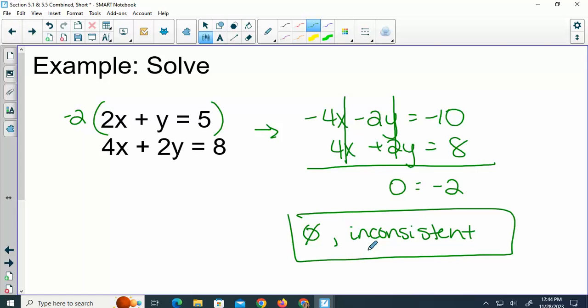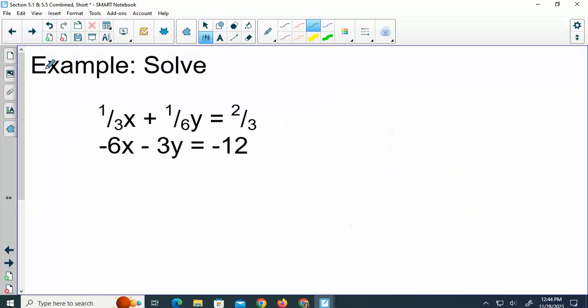So what does that mean about these two lines? Right, they're parallel. They never touch each other. Okay, good. Okay, let's try this one.